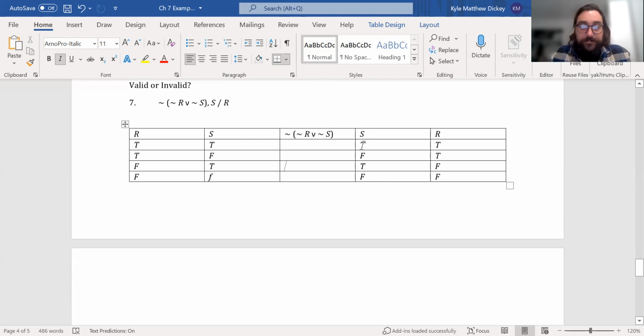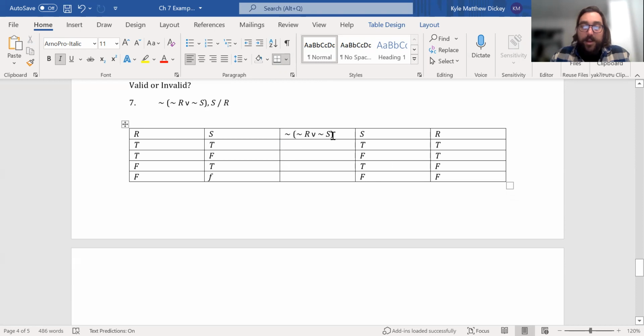All right. So what's going on here? Well, we need to determine the truth value of this premise. So how do we do that? Well, look, there's a disjunction here of two negated symbols, and then the whole thing is negated. So what we're going to have to do is figure out the truth value of this, and then just flip it.